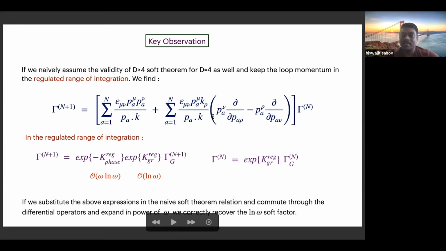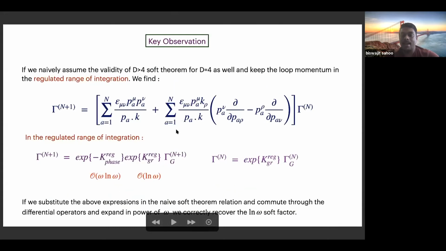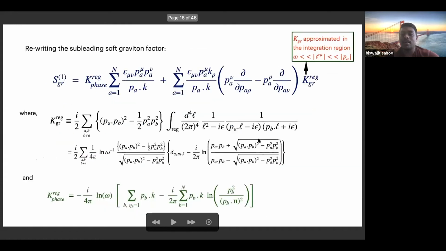Then you can see this differential operator operating on this K_GR regulated will receive a contribution, and this K_GR regulated goes like log omega and this K phase goes like omega log omega. Since gamma n plus 1 has this extra factor, if you just expand it, it will multiply the 1 over omega piece and also contribute to log omega, and this is exactly the factor which I have written in the earlier slide. That means if we just consider that the naive tree-level soft factors are valid for the full amplitude, but with the integrals now regulated in the specified region I mentioned, and then commute through these tree-level soft factors, you still can recover the result which I mentioned here, and explicitly the expressions are written earlier.